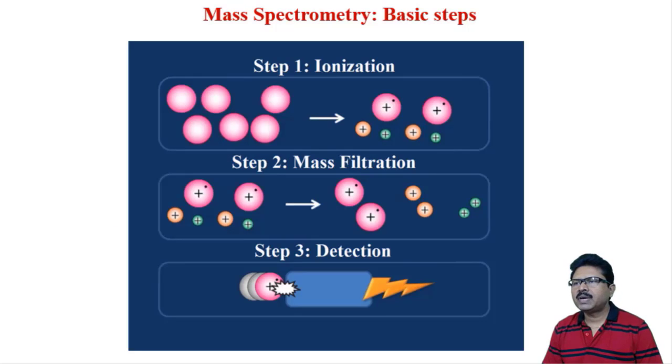Now, the basic steps of mass spectrometry. These are very simple steps. First, all the molecules should be ionized. Then the next step is filtration, meaning all the ions will be filtered, that is, separated according to their masses. And the last step is detection. All the masses will be detected by the detector, and ultimately the detector will produce an output which gives the mass spectrum. That mass spectrum will give the ultimate indication of different elements, different molecules and atoms.